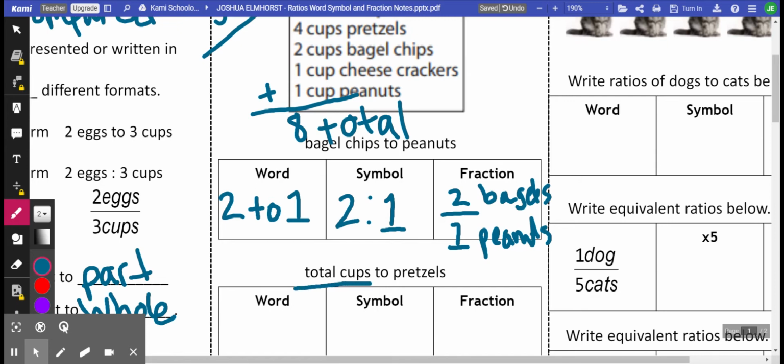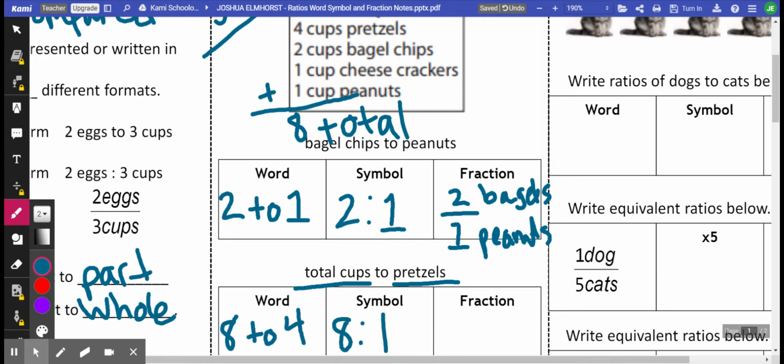So it says total cups to pretzels. So we're going to write it as it is written. So the word form is going to be 8 to, and then pretzels we have 4, 8 to 4. Then symbol form, 8 to 4, and then in fraction form we have 8 over 4, and 8 is the total, and 4 is the pretzels.